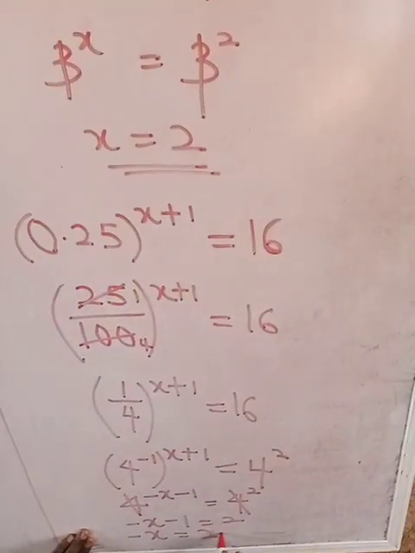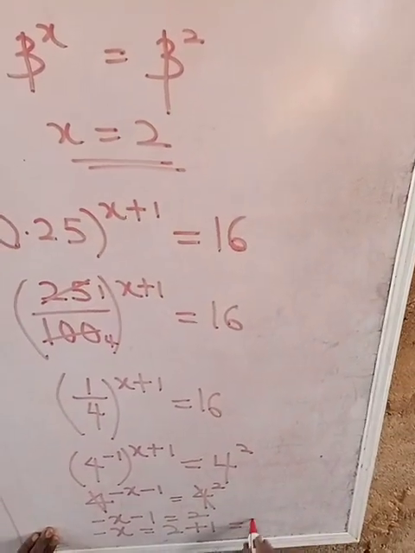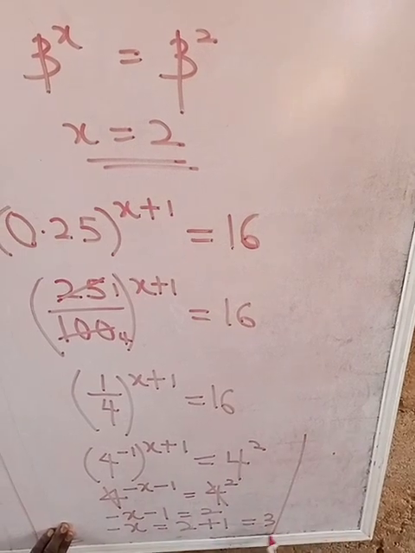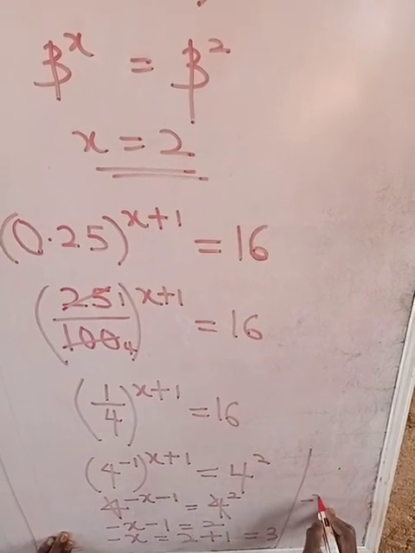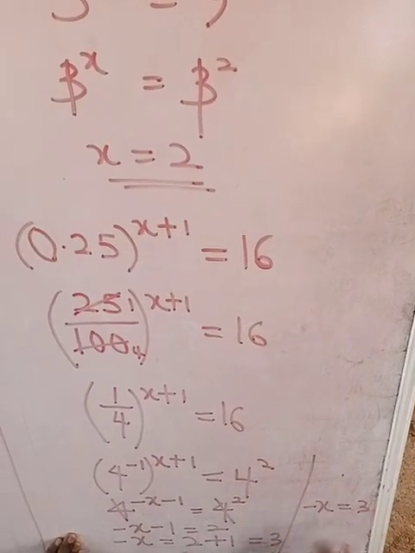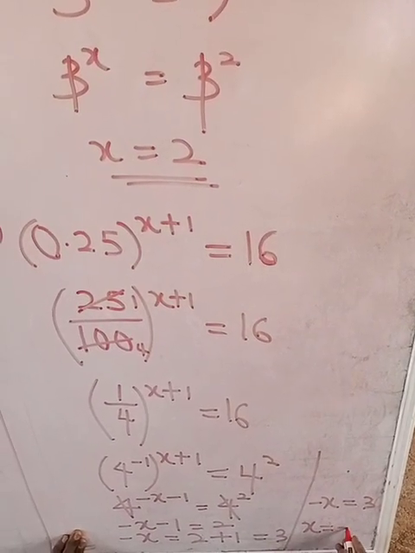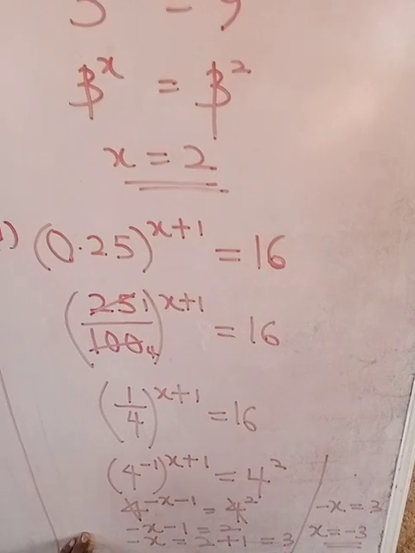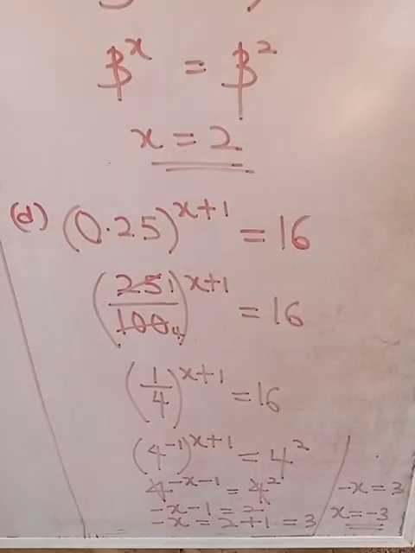When you take it to the other side, that means plus 1. And that gives 3. So let me complete it here. So minus x equals 3. So you multiply both sides by minus 1. Say x will be what? Minus 3. That's our answer. I hope this is clear.